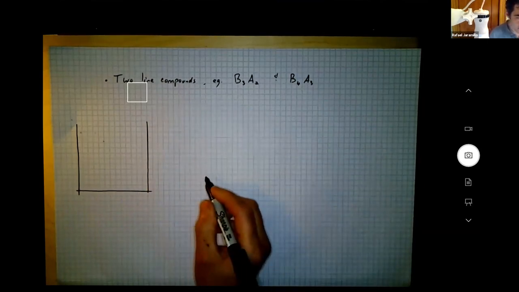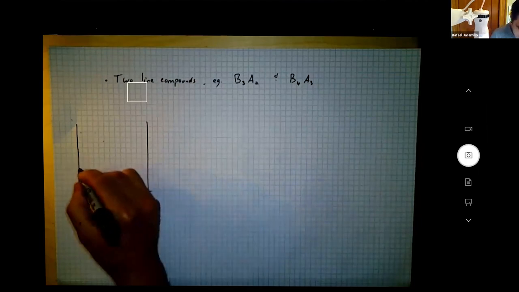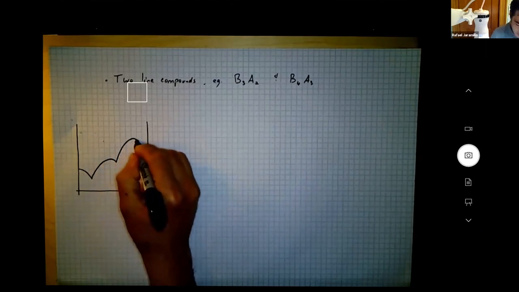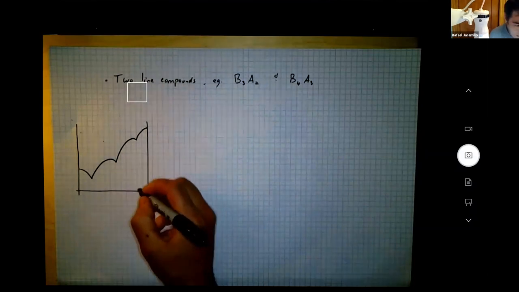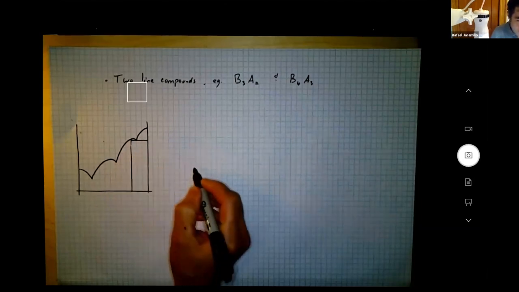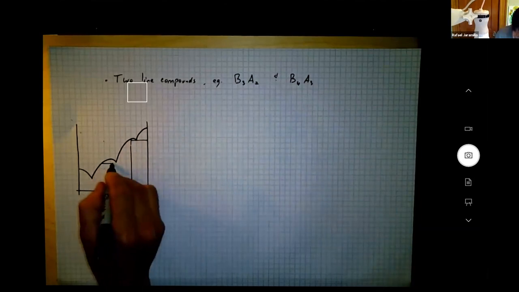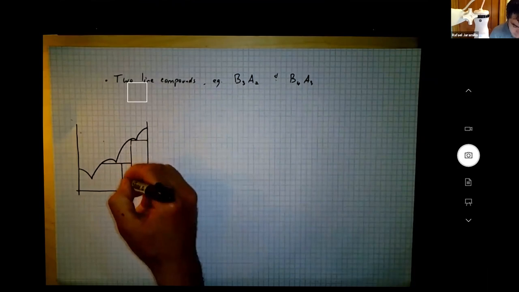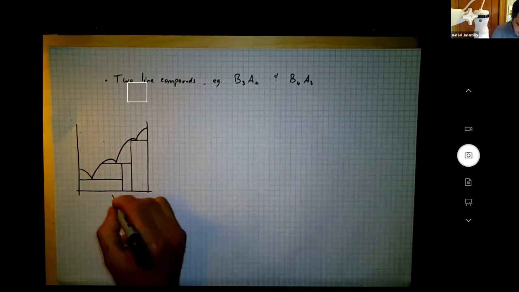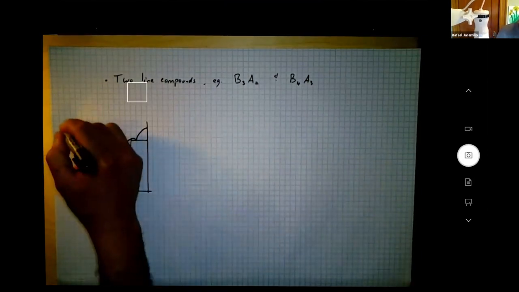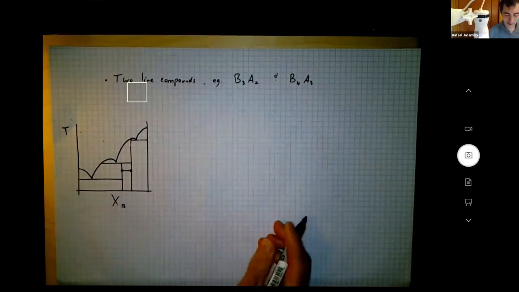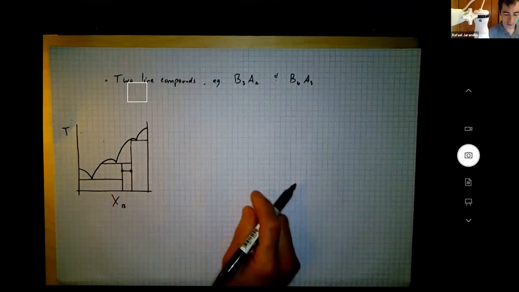So I had this, and then this, and then this, and then this. And that means I had a congruent melter. I had this, and then I drew this, and then this, a peritectic, and something like this. I had this complicated thing, which I drew. And the point is not the complicated thing. It's really that I have some two-phase region down here at low temperature where I have two line compounds coexisting.